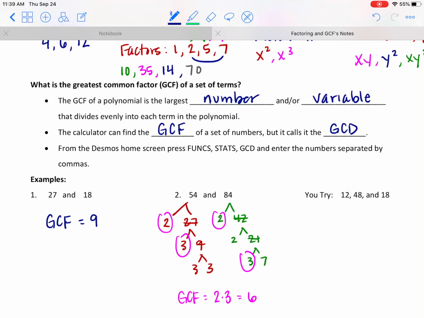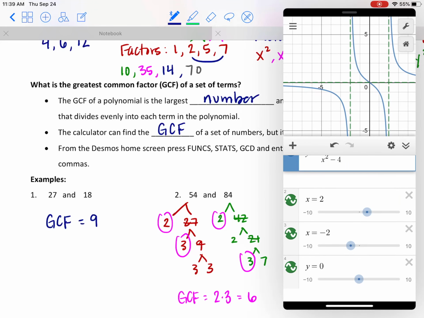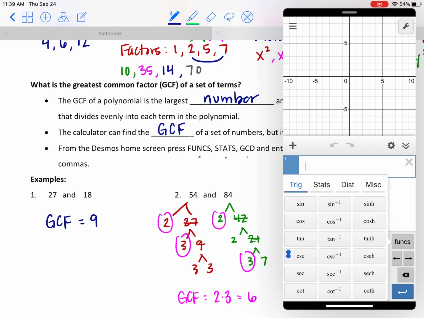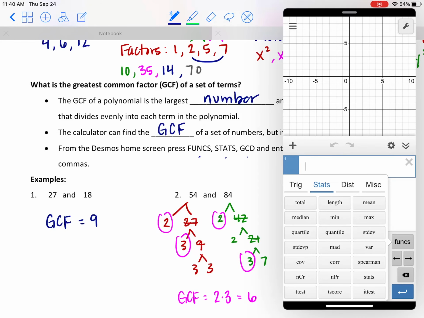Now, it won't be able to do this with variables, but it will be able to do this with numbers. So for example, oh, sorry, that's my college algebra mess. Let me delete that. If you go into Functions, Statistics, and then GCD. So over here it says Functions. Press that. Go to Statistics, and then down here GCD, not Statistics. Is it miscellaneous? Good grief, it's miscellaneous. Let me fix this. It's Functions, and then not Stats.